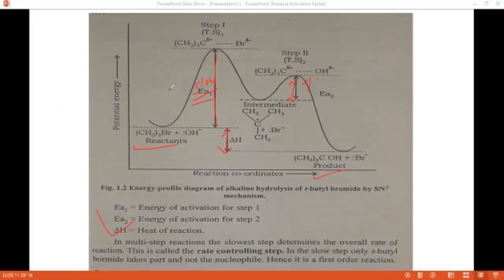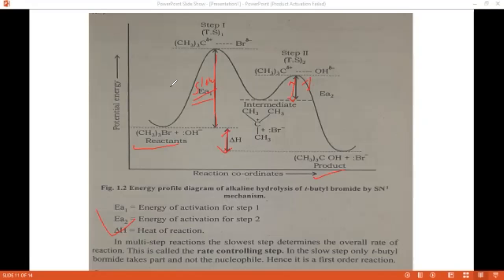This is a multi-step reaction, a two-step reaction. The slow step determines the overall rate of reaction. The slow step is the rate determining step, the rate controlling step. The first step is called the slow step reaction, and the second step is the fast reaction.